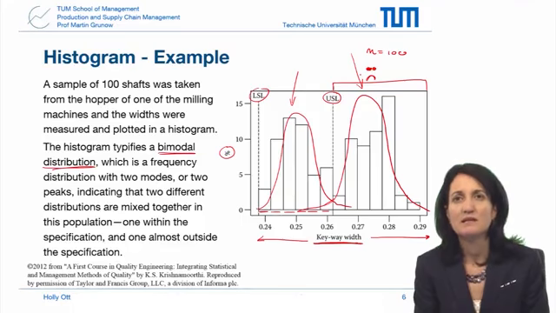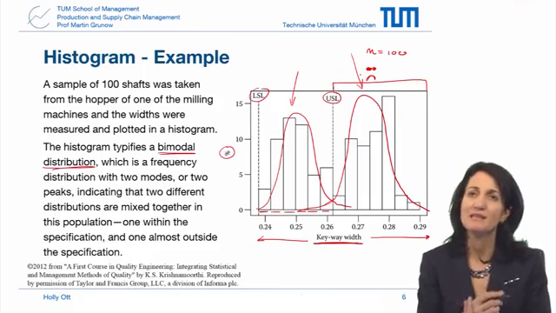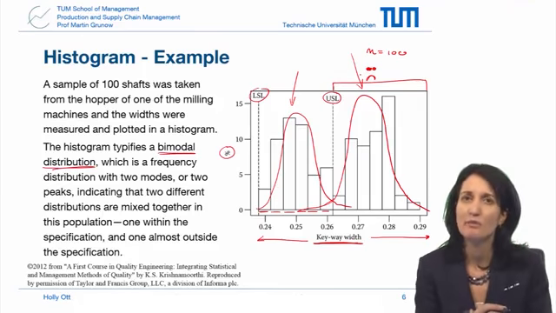And this indicates that there are 2 different distributions mixed together in this population, one which is within the specification and one which is almost outside. Now, from this information, we could guess that the difference in the 2 distributions might have been caused by the difference in the way that the two cutting heads in the milling machine were cutting the keyways.